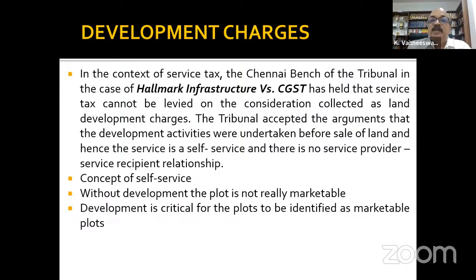When you charge development charges separately, whether service tax can be imposed came before the Chennai bench, in the case of Hallmark Infrastructure. The tribunal accepted the arguments and said that development activities are undertaken before sale of land, and hence it's a self-service, and there is no service provider-service recipient relationship. Without development, the plot is not really marketable, and therefore development is critical for the plots to be identified as a market plot. This will also help your composite supply argument.